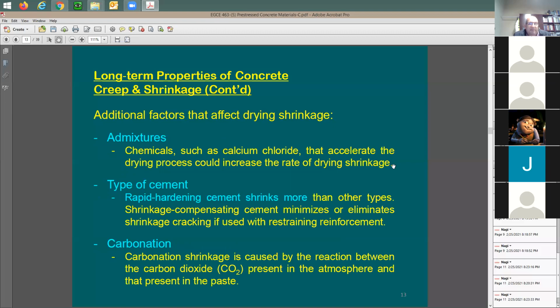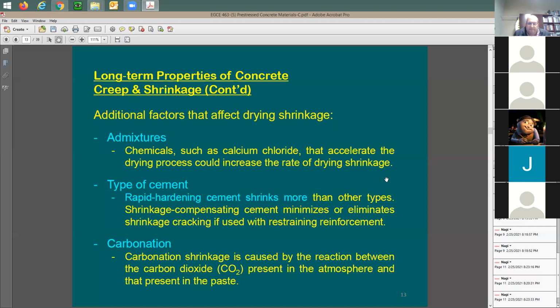Admixtures, generally speaking, it depends. Sometimes you add these admixtures, it's going to be reducing the amount of water, and in this case, it's going to be reducing the shrinkage. But certain admixtures are going to accelerate the strength, and it's going to be causing more shrinkage.